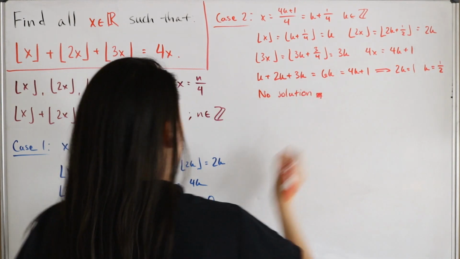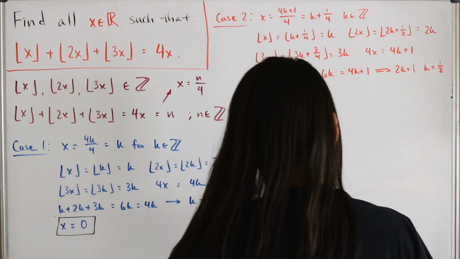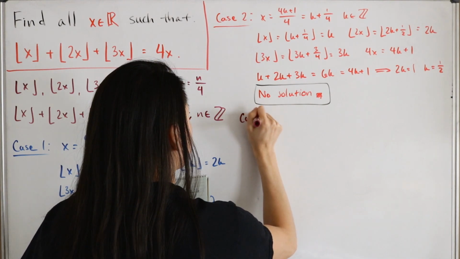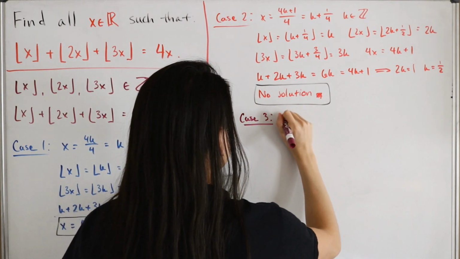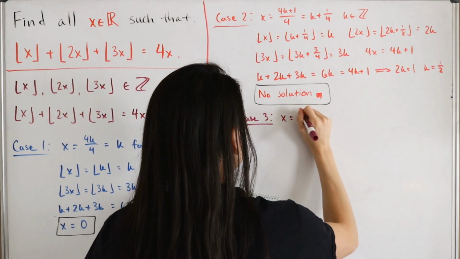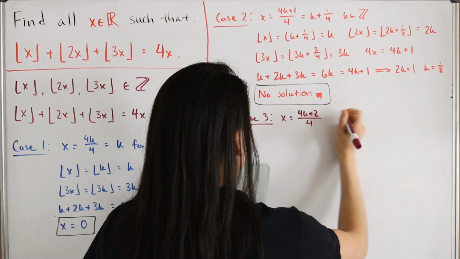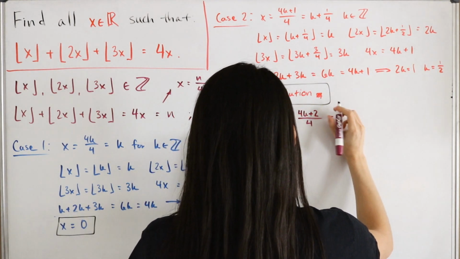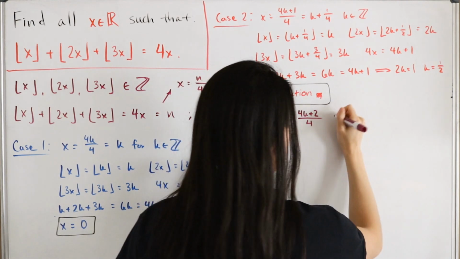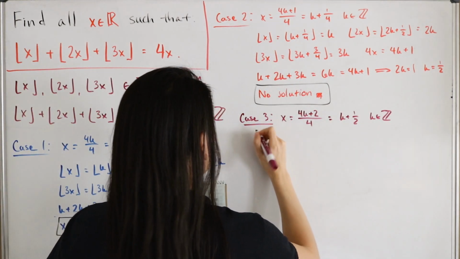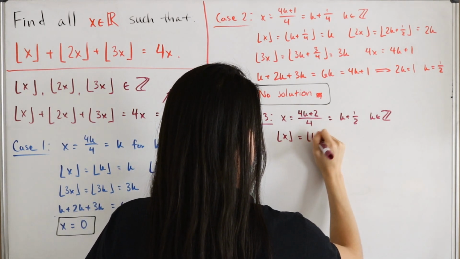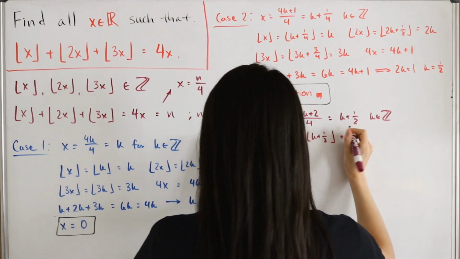So now we can just move on to the next case, where we have the 4k plus 2 for our numerator. Next is moving on to case 3. You kind of see the pattern over here, but I'm still going to work out everything in full for your understanding. So x is going to be 4k plus 2 divided by 4, which is the same thing as k plus 1/2, such that k is an integer. Now if I plug the floor of x into all this, the floor of k plus 1/2 is of course still just k.